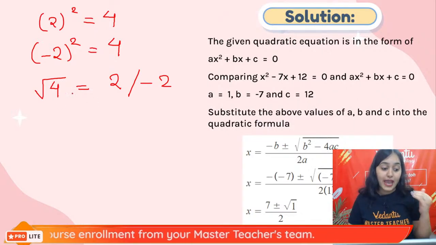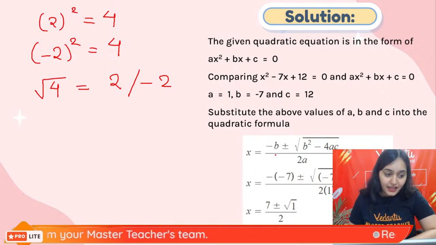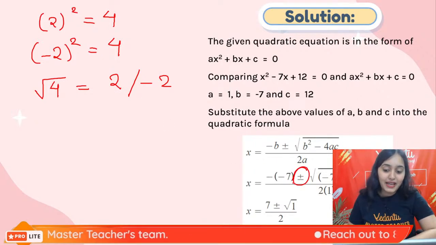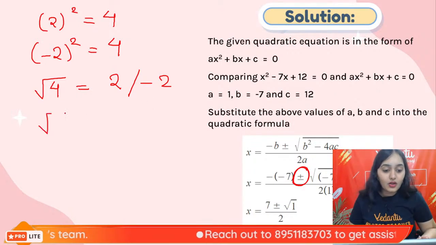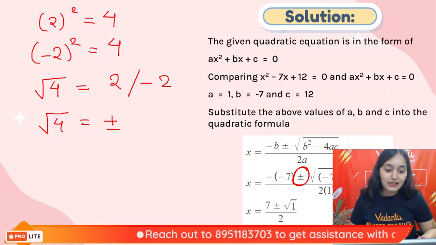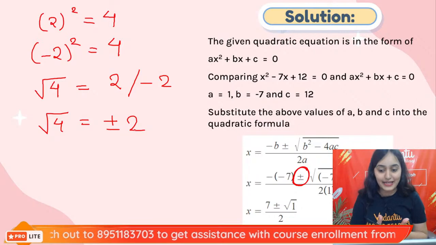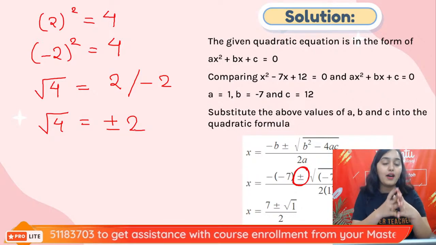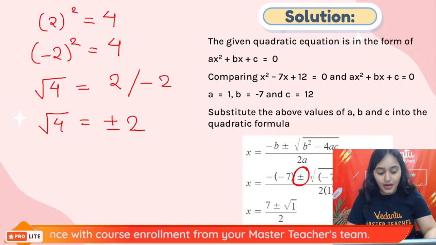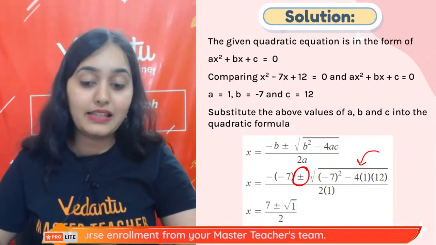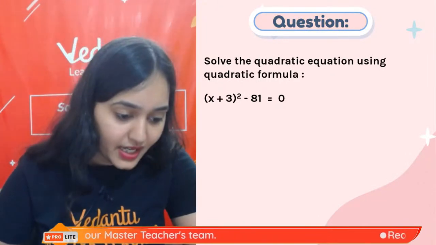Right? So, square root of 4 can be 2 or minus 2. Therefore, we are writing plus minus. Ab samajh mein aaya, hum plus minus kyu likhte hain? Because square root of 4 can be plus minus 2. It can either be plus 2 or minus 2, both are right. Therefore, we write plus minus square root of b square minus 4ac. Now, understood, Dheshna, why are we writing plus and minus? Good question, by the way.